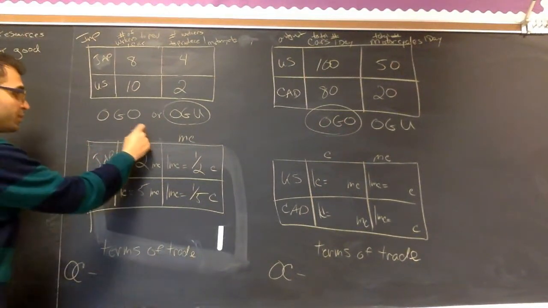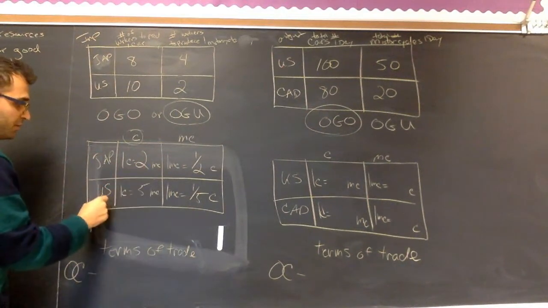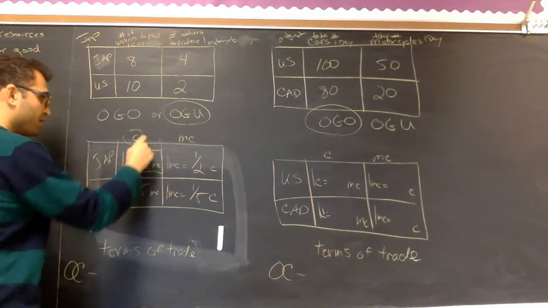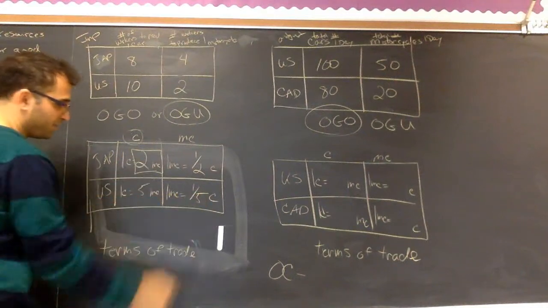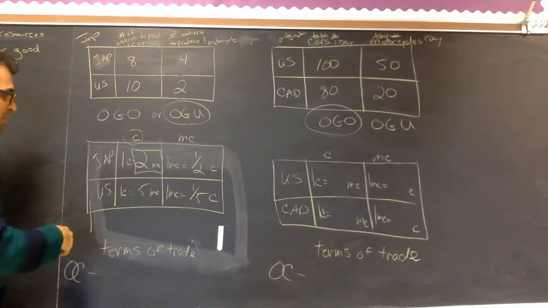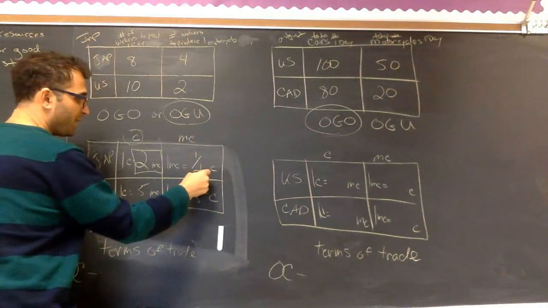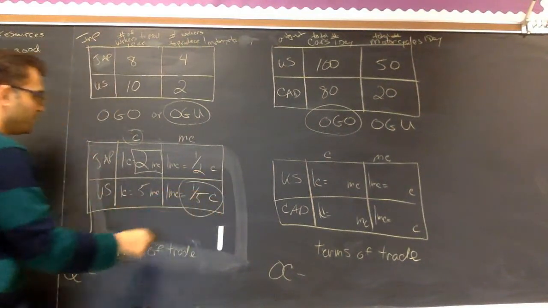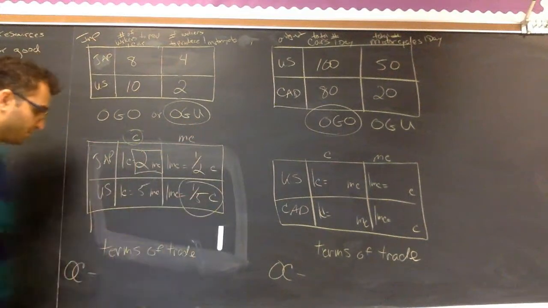So who should produce cars? Well, Japan gives up 2 motorcycles. The U.S. gives up 5. So Japan has the comparative advantage. They're going to produce cars. And it's going to be the opposite for the other country. But let's pretend we don't know that. Who gives up less cars per 1 motorcycle? Japan gives up 1/2 a car. The United States is 1/5, which is smaller. So Japan is going to produce cars. The U.S. is going to produce motorcycles.